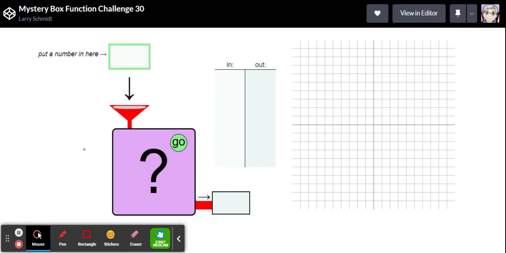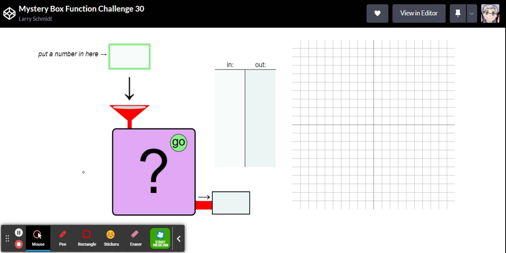In this purple box there is a mystery, some piece of math that's going to change the numbers you put in the top into something else when they come out the bottom. And we'll keep track of those ins and outs in this chart and even graph them as ordered pairs so you can see the shape that this mystery math makes. And your challenge is to figure out what is this math inside this purple box.